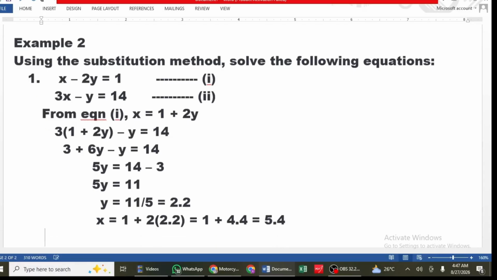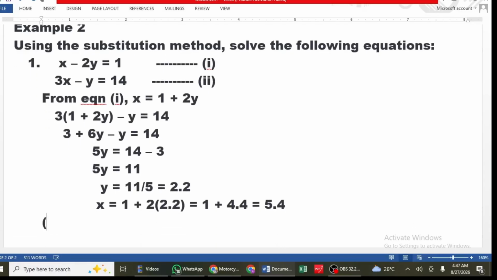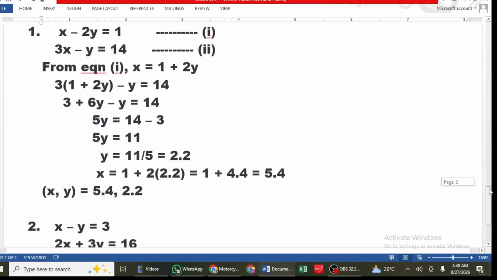which means that the values of s and y in this equation would be s is 5.4, y is 2.2, and that is what we call simultaneous equation using substitution method. Let us consider another example, that is example 2.